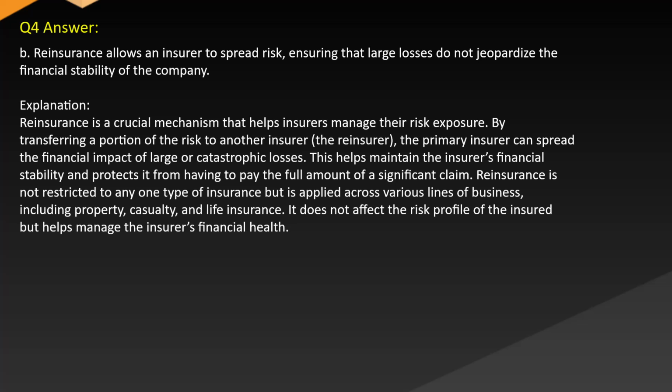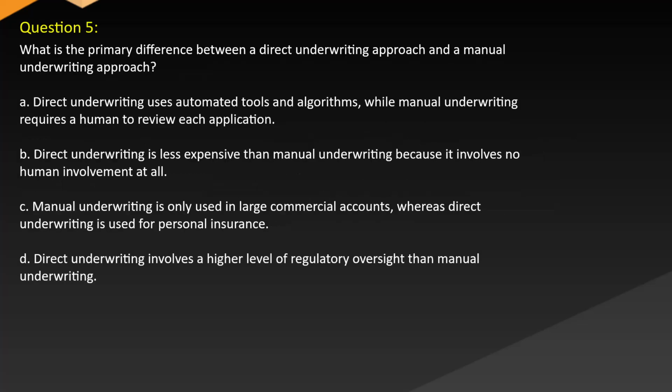The reinsurer, the primary insurer, can spread the financial impact of large or catastrophic losses. This helps maintain the insurer's financial stability, and protects it from having to pay the full amount of a significant claim. Reinsurance is not restricted to any one type of insurance, but is applied across various lines of business, including property, casualty, and life insurance. It does not affect the risk profile of the insured, but helps manage the insurer's financial health.